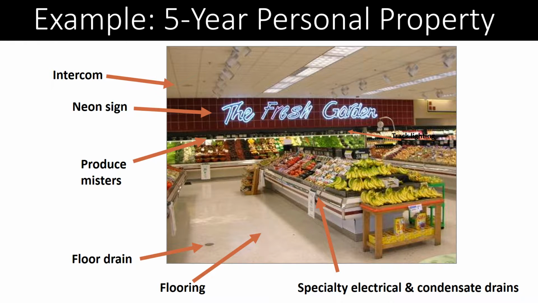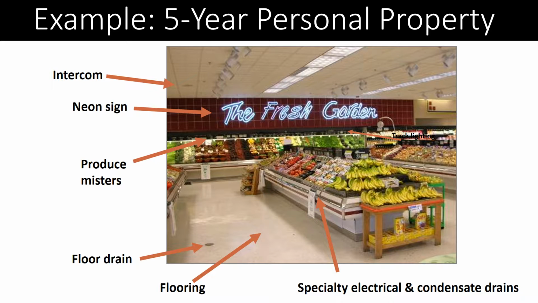I'd like to illustrate how the engineers determine what goes into the 5-year personal property when they're looking at a commercial or multifamily residential building. In this instance, we're looking at the interior of a grocery store, so it's a very familiar setting, and I'd like to point out some of the things that our engineers would discover to be 5-year personal property.